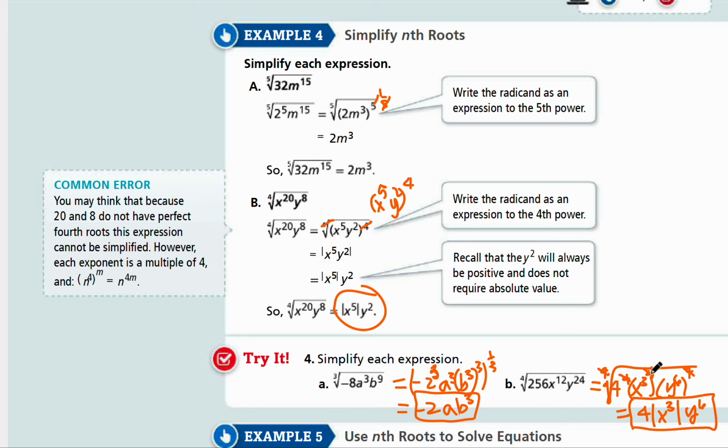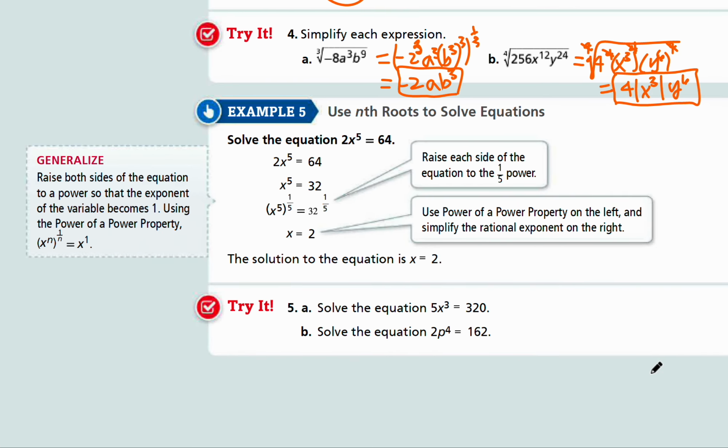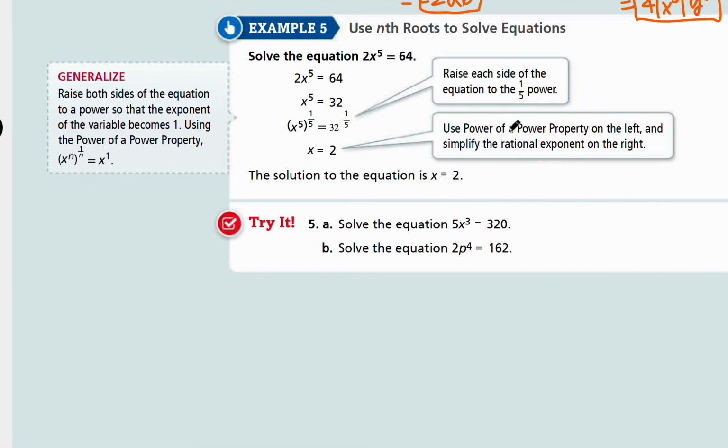Okay, now we've learned how to simplify nth roots. Let's use nth roots to solve equations. In example 5, solve the equation 2x to the 5th power equals 64. In this case, we want to use all the properties of exponents and then solve for x, right? You can divide by 2 on both sides first, because this is 2 times x to the 5th power. And then we have x to the 5th power is equal to 32.